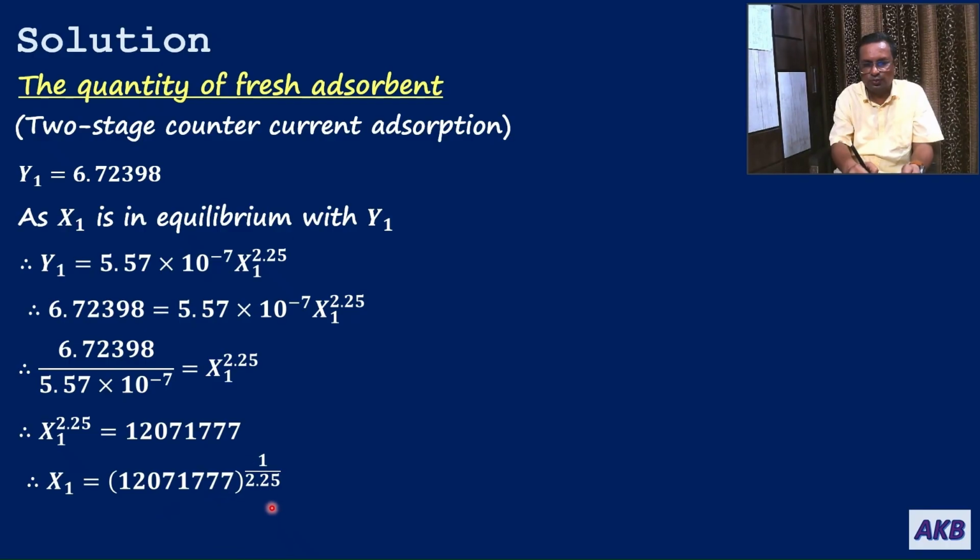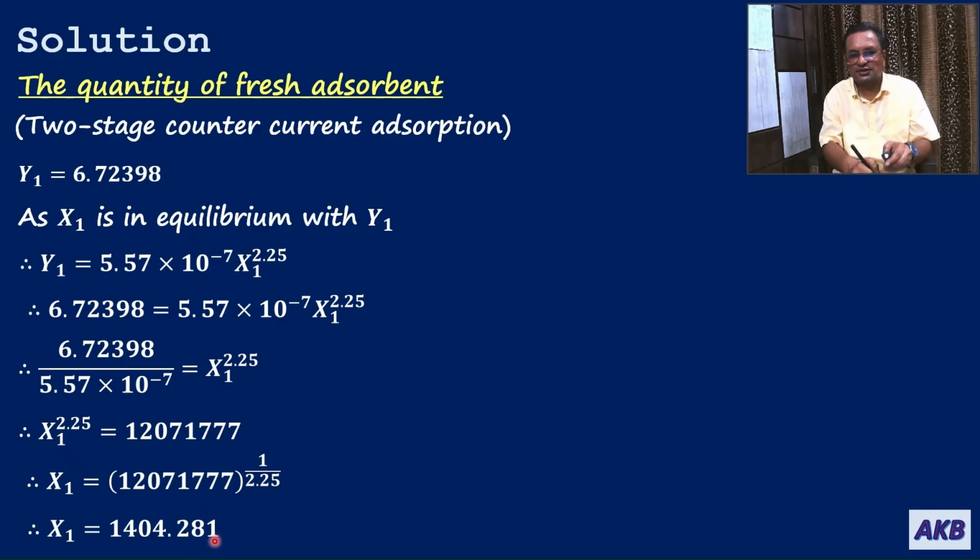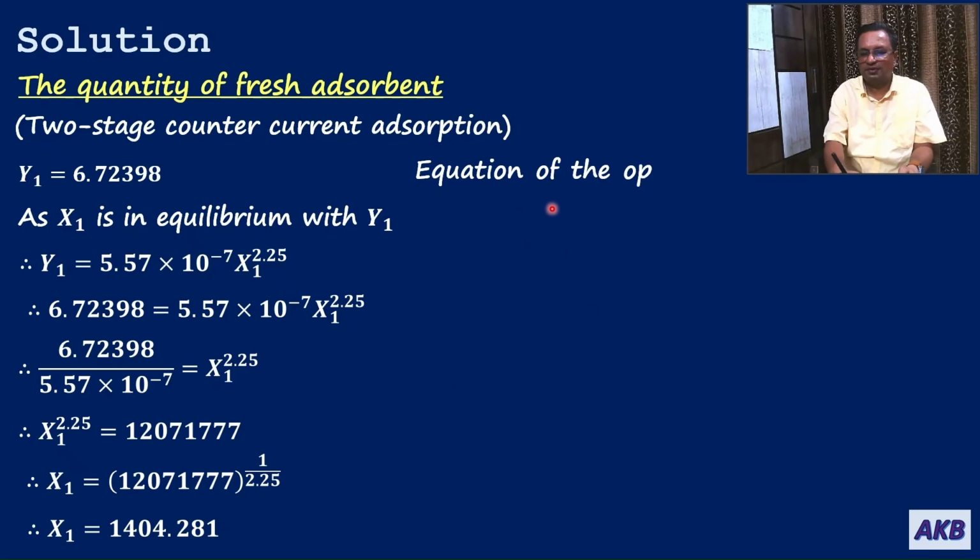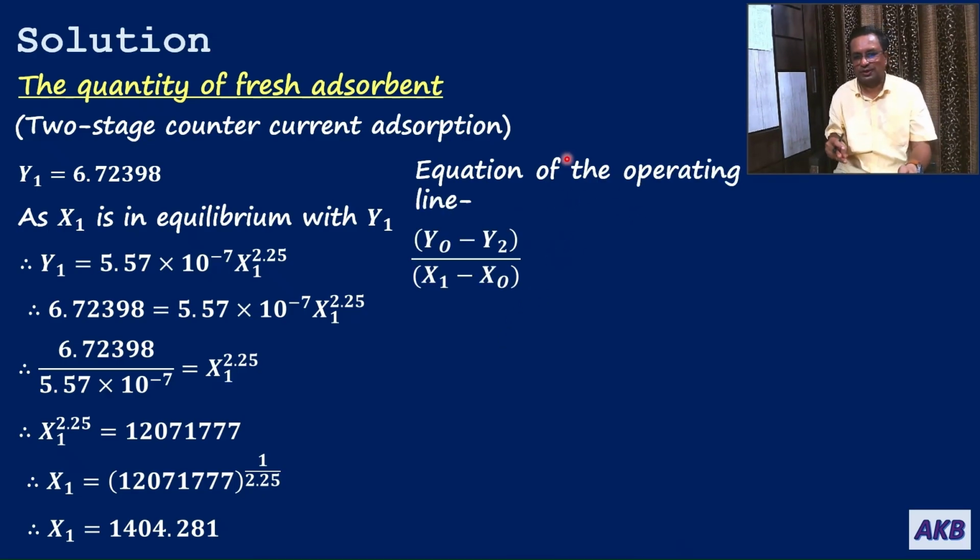That is, x1 is equal to 120,71777 raised to 1 upon 2.25. That gives us x1 as 1404.281. So please do one thing. Compare this value with the value that was obtained in part number 19, where I had solved the numerical graphically. We will come to know that we are getting almost the same value, 1404.281.